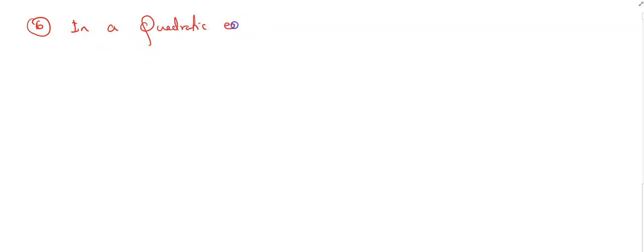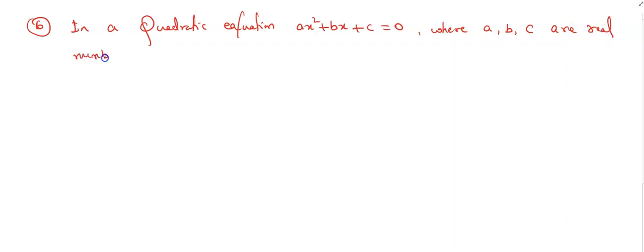In a quadratic equation ax square plus bx plus c is equals to 0, where a, b, c are real numbers, let me say option 1, if a is equals to 0, option 2, b is equals to 0.